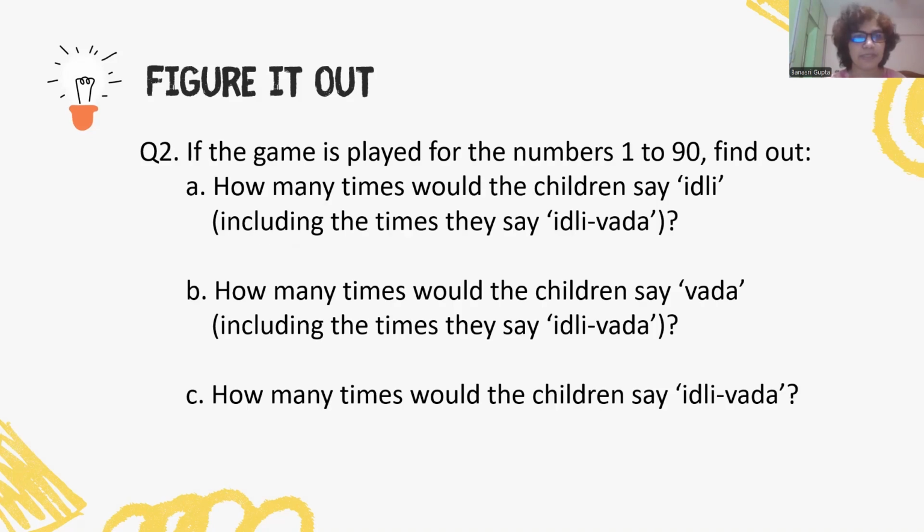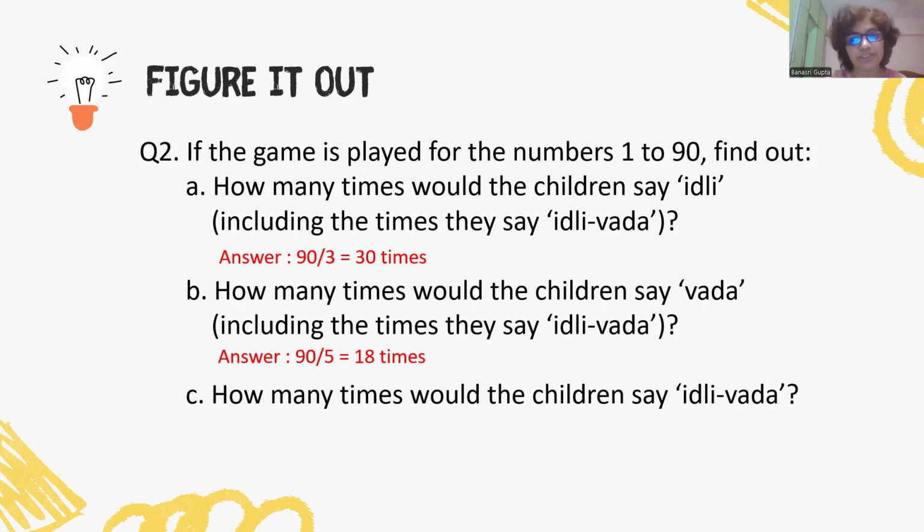So next problem: if the game is played for the numbers 1 to 90, find out how many times the children would say idli, including the times they say idli vada. So the answer is 90 divided by 3, because idli is said after every third number. So 90 divided by 3 is 30 times. How many times would the children say vada, including the times when they say idli vada? Vada is said after every fifth number, starting from 5. So the answer is 90 divided by 5, 18 times.